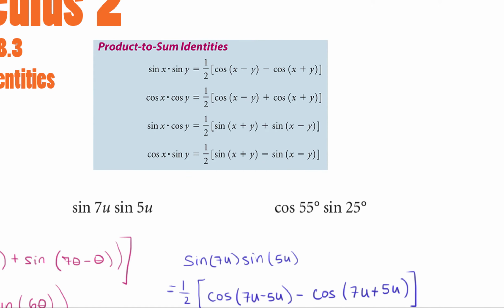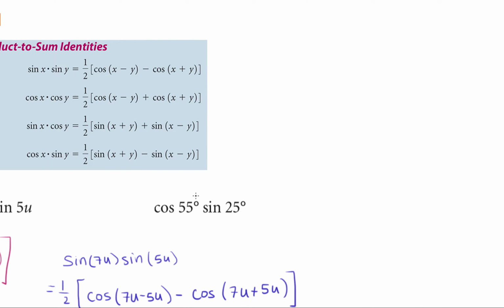Our last one relates cosine with sine, where cosine is first, so we will use this one. So we have 1/2 sine of 55 plus 25. Let's use a different color. I don't want to confuse you guys.